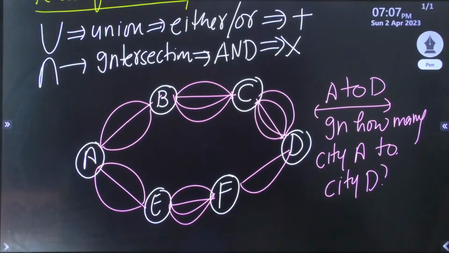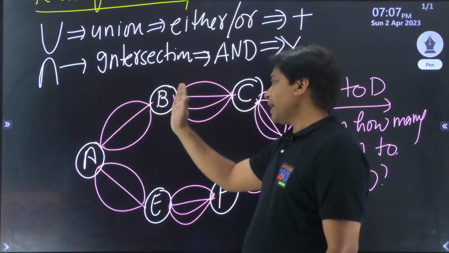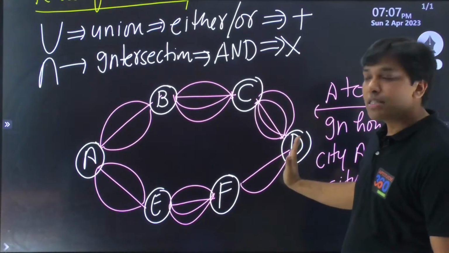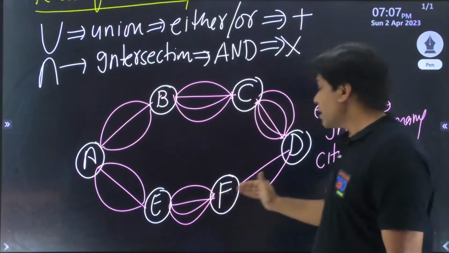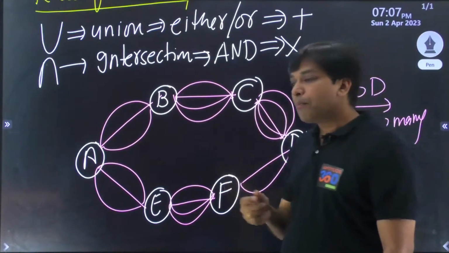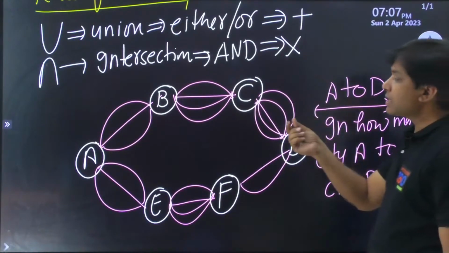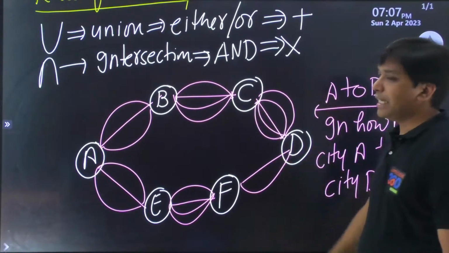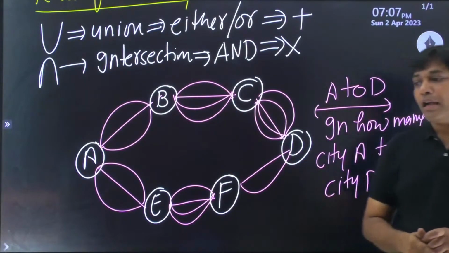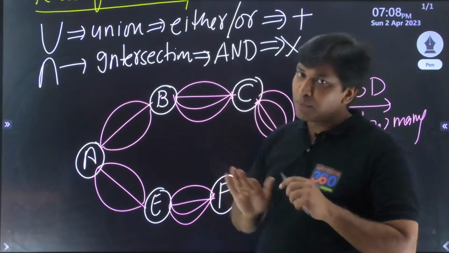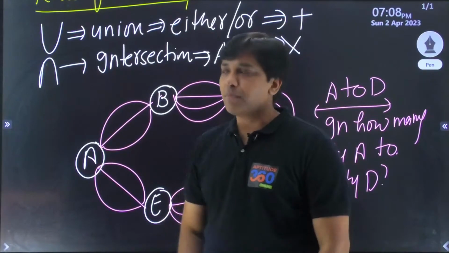What is the problem? The problem says that there are 3 ways to go from A to B, 4 ways to go from B to C, and 5 ways from C to D. Similarly, you have got some ways here. My question is, in how many ways can one go from city A to city D? And these two rules are going to help you.